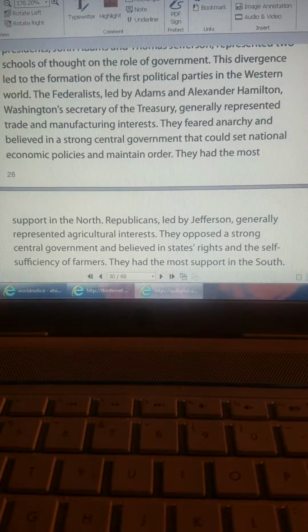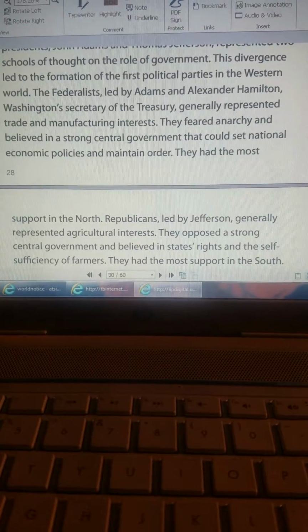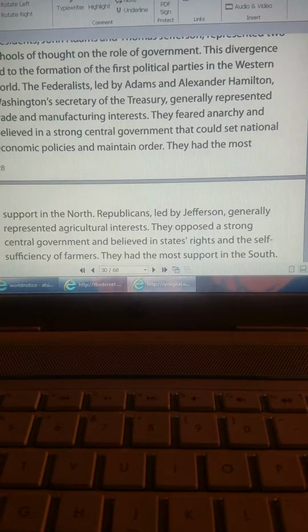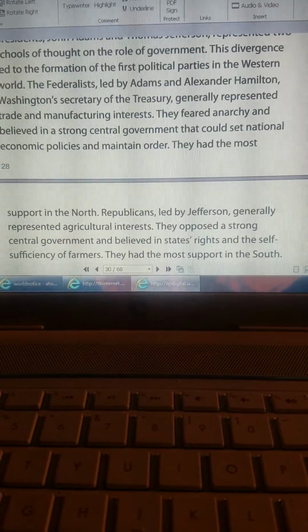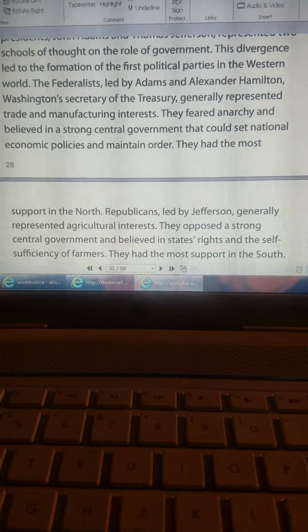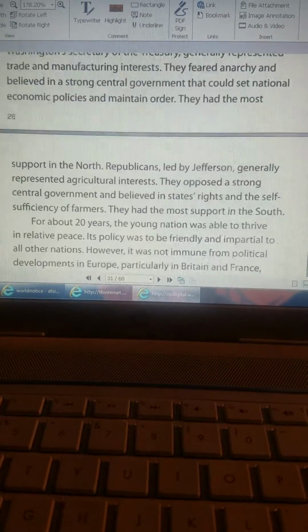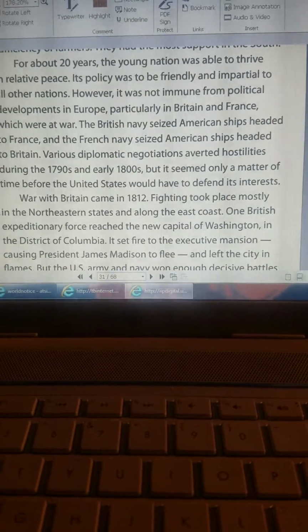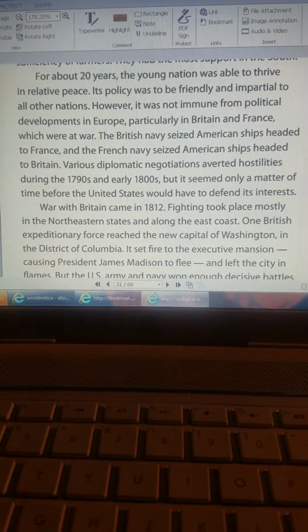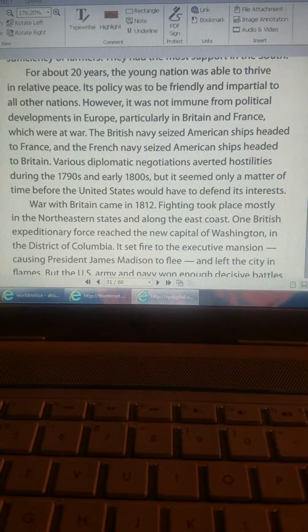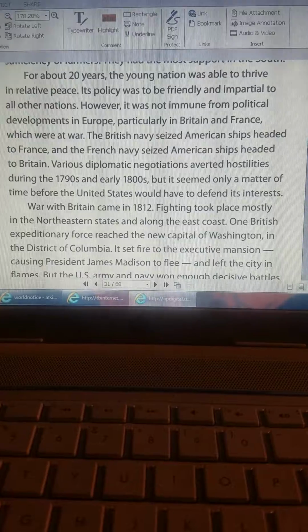Republicans, led by Jefferson, generally represented agricultural interests. They opposed a strong central government and believed in states' rights and the self-sufficiency of farmers. They had the most support in the South. For about 20 years, the young nation was able to thrive in relative peace. Its policy was to be friendly and impartial to all other nations.